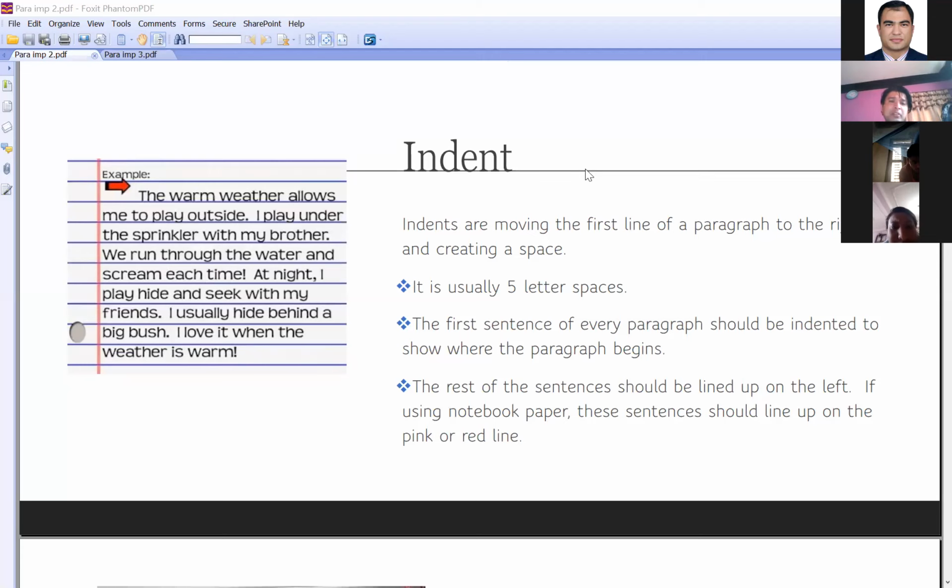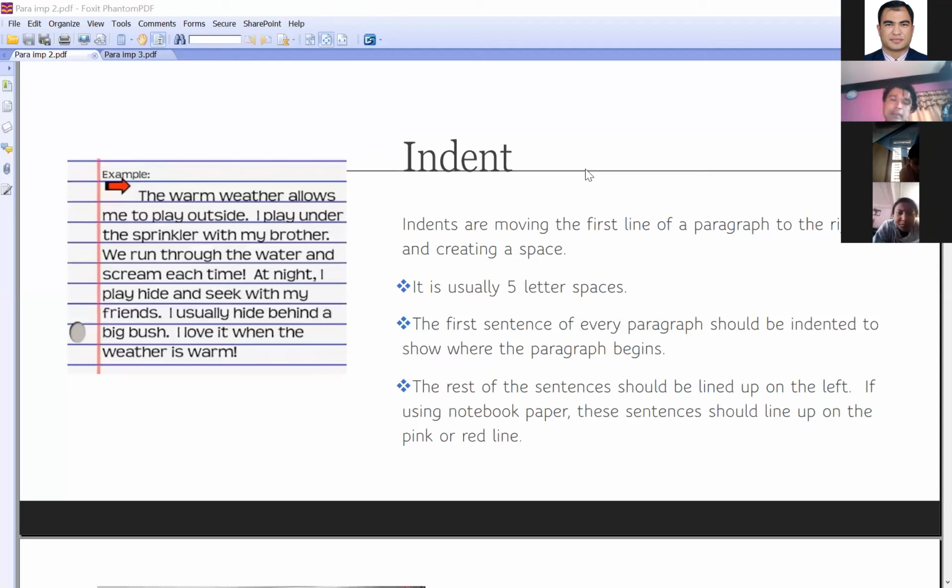The warm weather allows me to play outside. Now, if that is your topic sentence, which usually appears in the beginning of the paragraph, then prove it. It's an idea. It's not only a sentence, it's an idea. Now, prove that idea. I play under the sprinkler with my brother, play outside, and playing outside is a lot of fun.